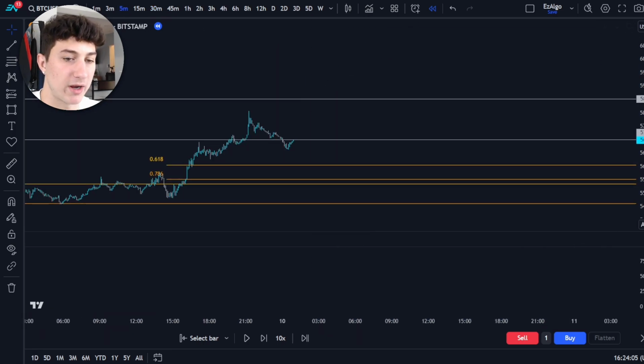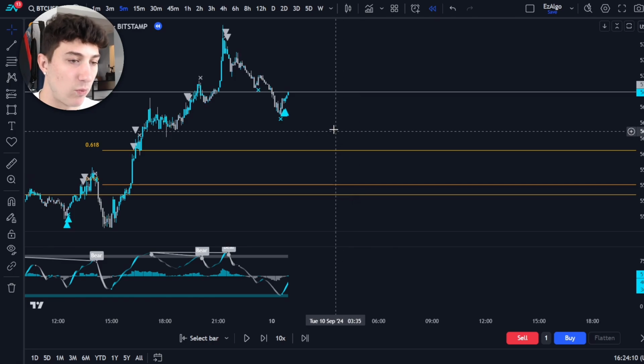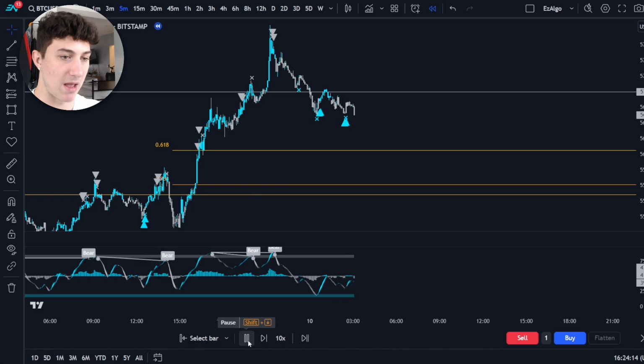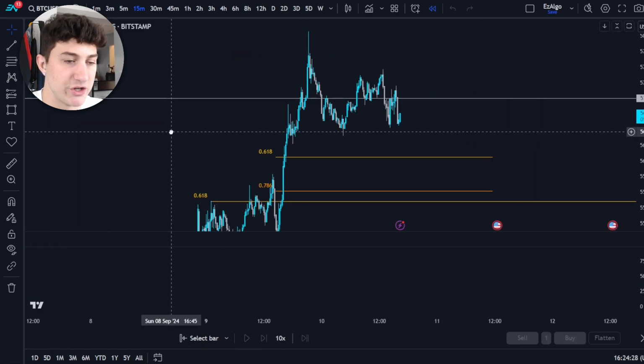I want to see how price reacts as it comes down to this level. I don't want to see an aggressive pullback, and I want to make sure that the oscillator is oversold as it approaches these levels. But again, my bias is still bullish because we're still breaking structure. Play out, kind of ranging. So here we are now.